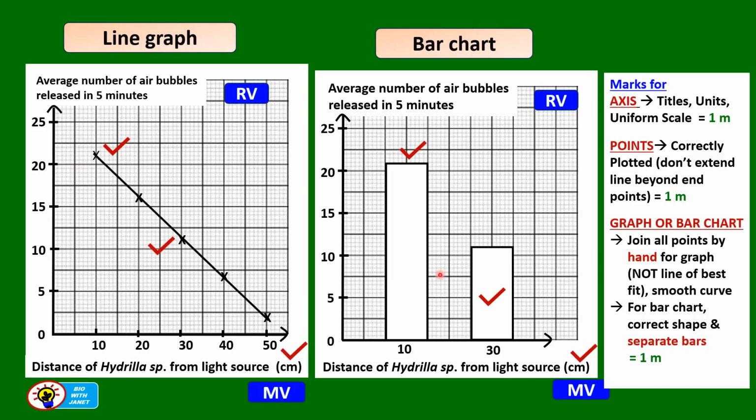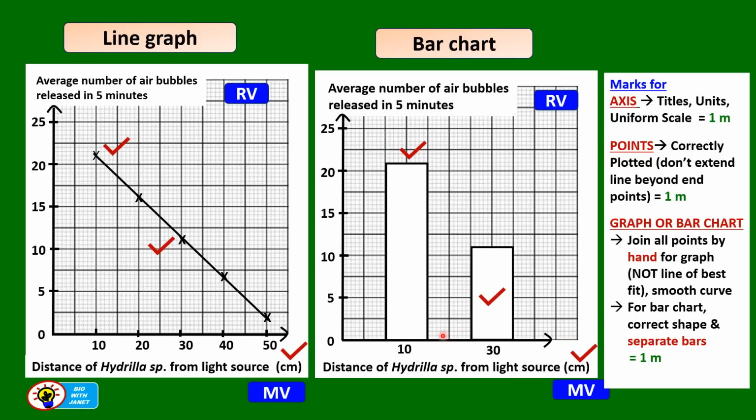Now, what if it's a bar chart? Let's look here. A bar chart usually involves a few values for the manipulated variable, like maybe 2 or 3 only. It cannot be so many, because the time is too short for you to find out the RV for many different MV. So usually 2 or 3 at the most. Now, if it's a bar chart, again make sure your axis has the titles and the units, like cm, and the scale must be uniform.